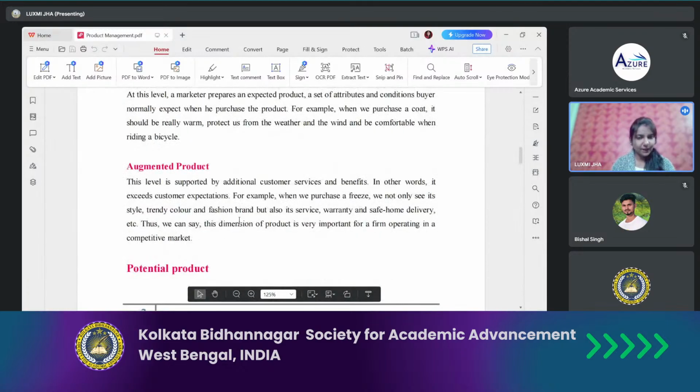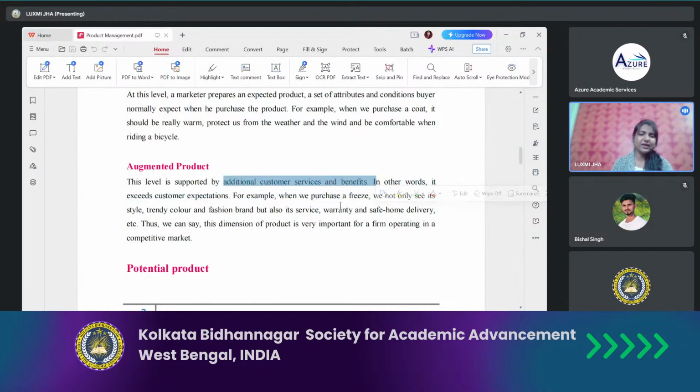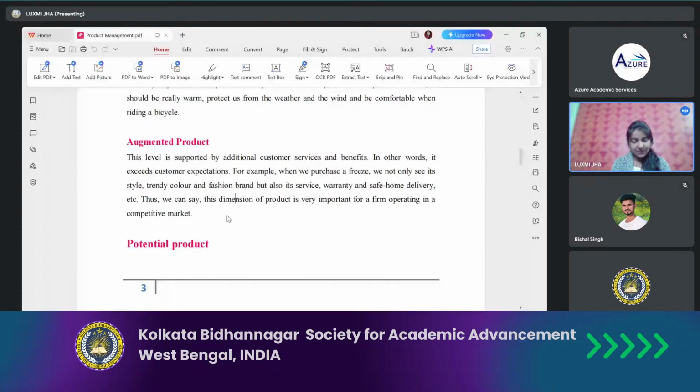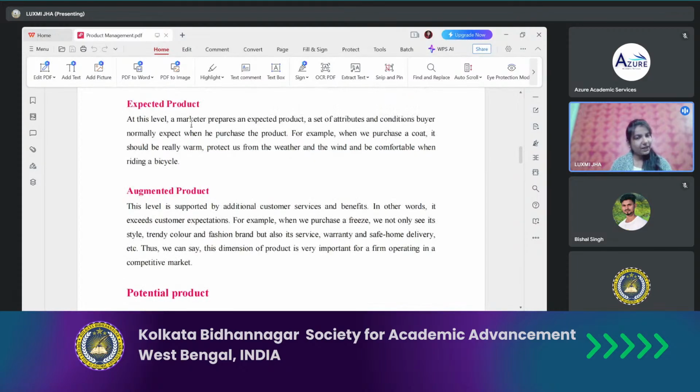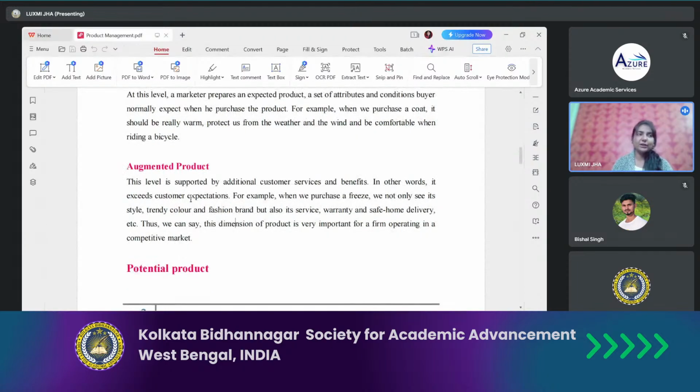Coming with the augmented product. Now, this is what? This is additional customer service and benefits. Very, very important. Now, augmented product talks about whenever we buy a certain product, this is something already expected, as I said. But apart from this, if we provide certain other benefits to it, or we are providing one product plus another product free with it, product plus services free with it, this comes under the augmentation. That is the augmented product. So this is additional customer service and benefits provided with the product. In other words, it exceeds the customer's expectations. It was something expected and you are delivering that. Augmented, you are trying to give more than that.